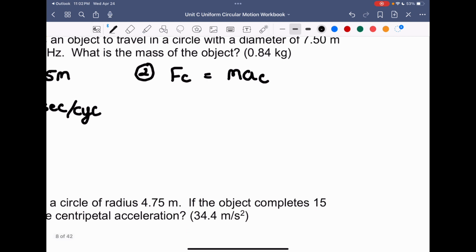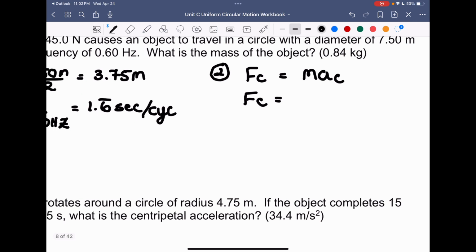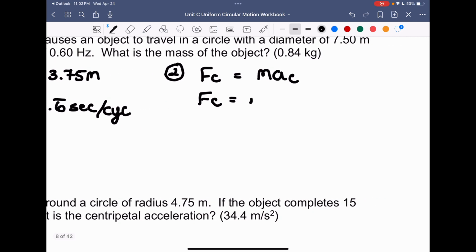Now, what this leads us to is that we have an Fc, which is equal to mass times the centripetal acceleration. Because of the information we have, period and radius, and we don't have things like the speed of this object, what we're going to have to figure out is that ac is going to be the alternative form, 4 pi squared times radius divided by T squared. Okay, our goal is to solve for the mass of the object.